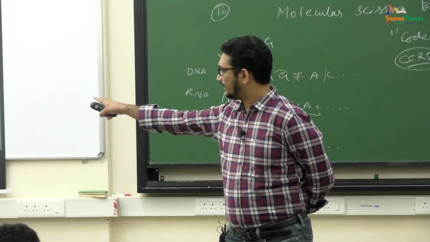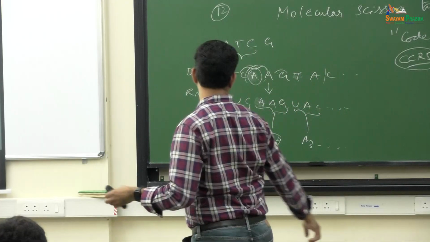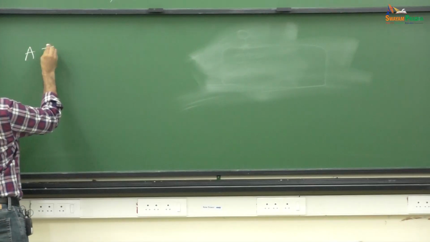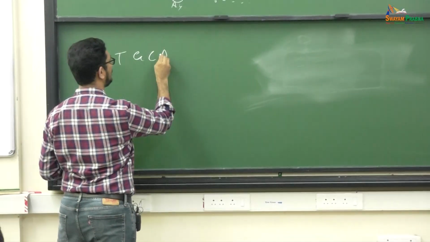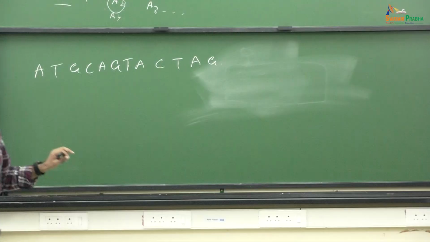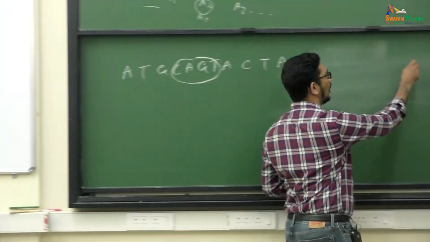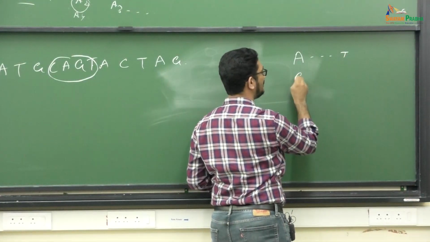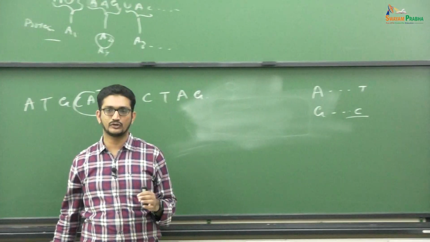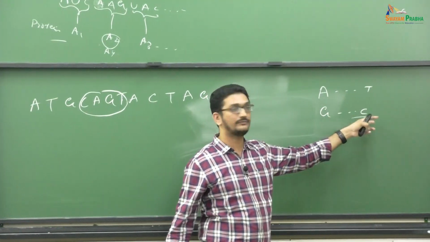Okay, so you have your DNA, right? We talked about complementarity. Suppose I have this DNA, ATGCAGTACTAG, something like this. I don't have any endonuclease, but I want to remove this particular region. We just saw that there is a complementarity. Always A will bind to T and G will bind to C. Do you know Chargaff's rule? The amount of ATGC content is constant. So A will always form a hydrogen bond with T and G will always form a hydrogen bond with C.